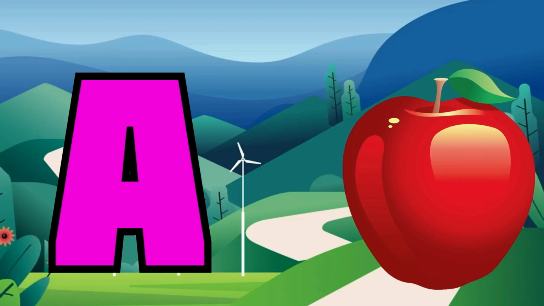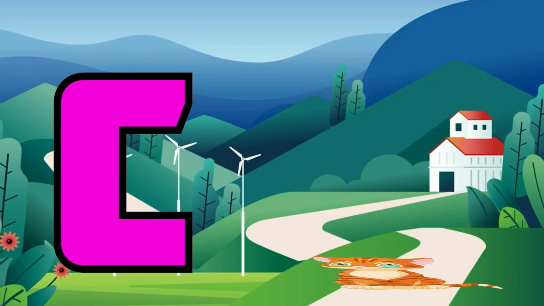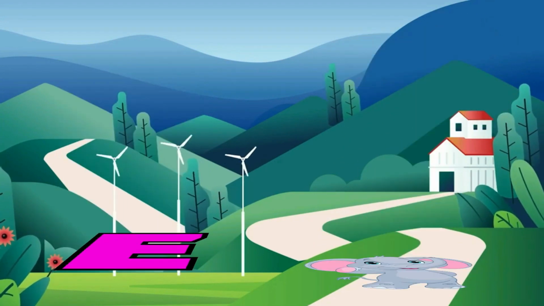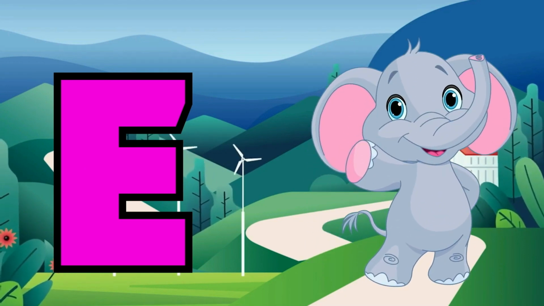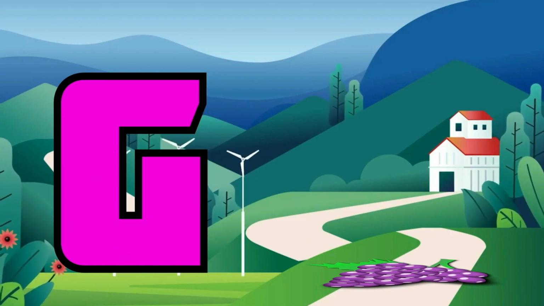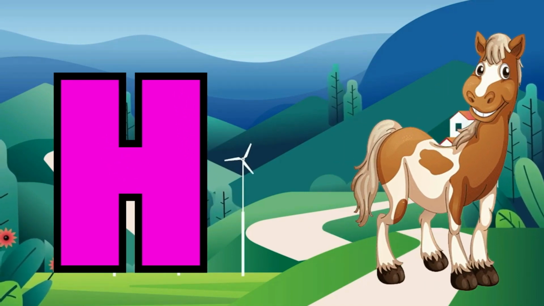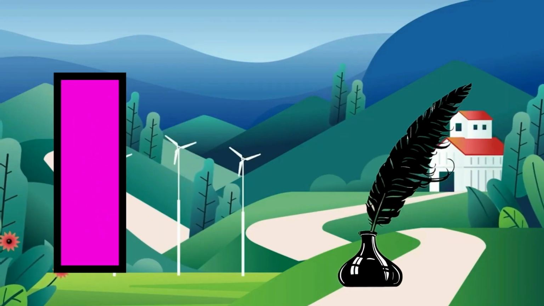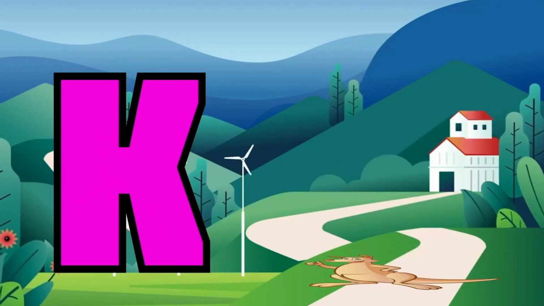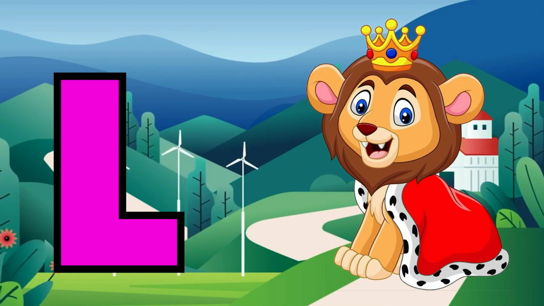A for apple. B for ball. C for cat. D for dog. E for elephant. F for football. G for grapes. H for horse. I for ink. J for jam. K for kangaroo. L for lion.